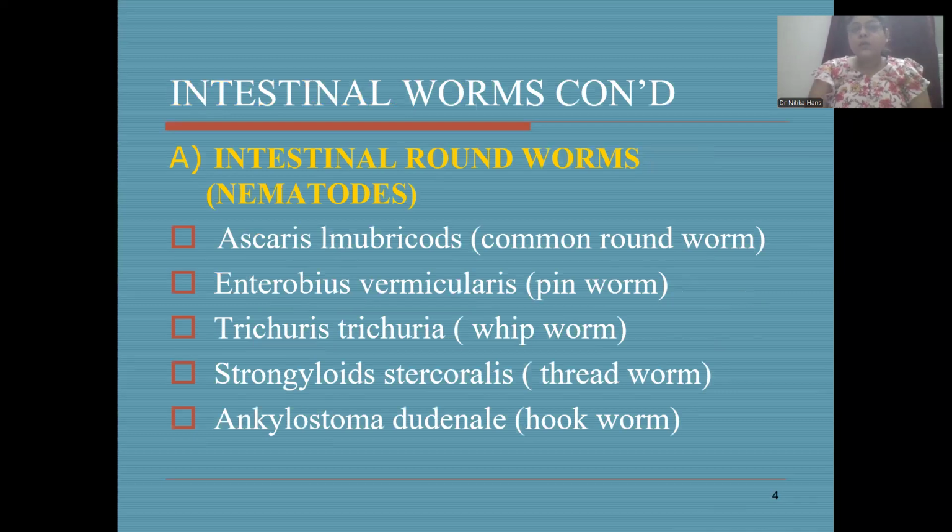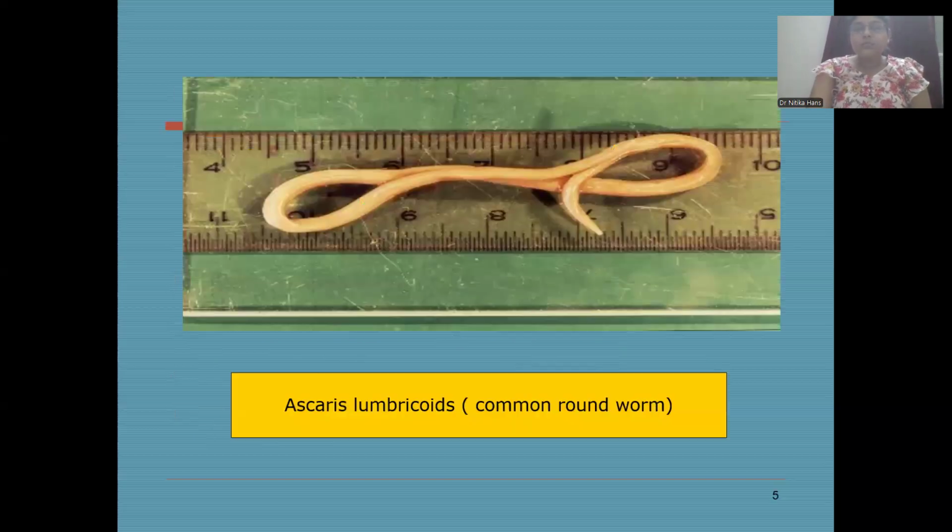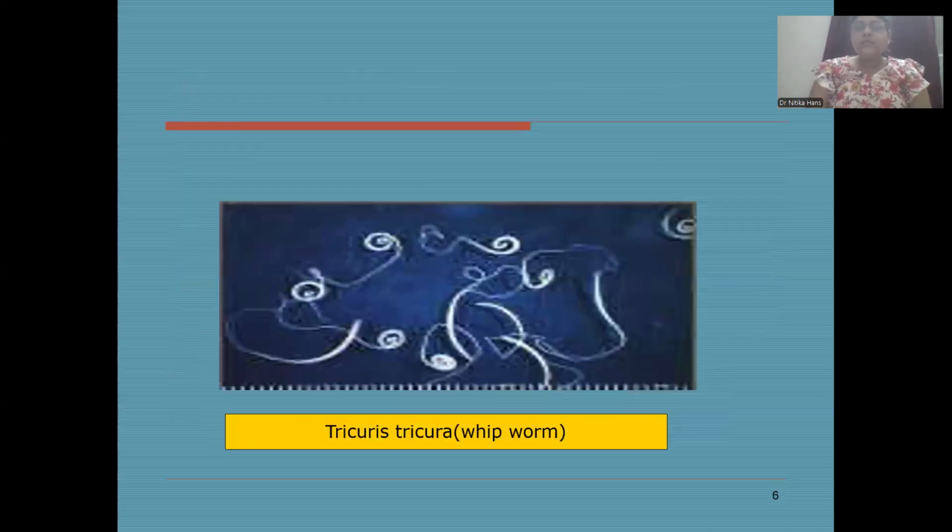So what are the intestinal worms? Intestinal roundworms are also known as the nematodes. These can be classified as Ascaris lumbricoides, the common roundworm; Enterobius vermicularis, which is pinworm; Trichuris trichiura, which is whipworm; Strongyloides stercoralis, which is threadworm; and Ancylostoma duodenale, which is hookworm. This is the Ascaris lumbricoides, the common roundworm. This is the Trichuris trichiura, which is the whipworm.